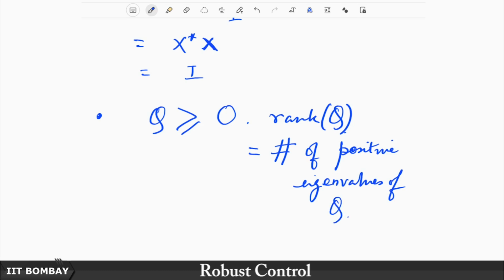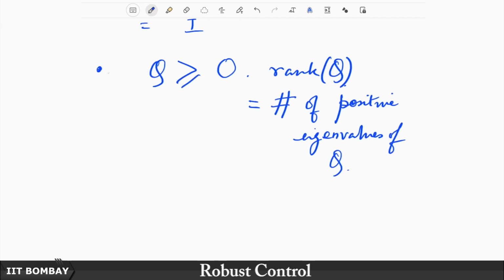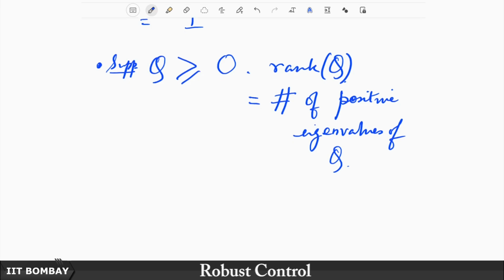Okay. Why can we claim that? So, what is the rank? The rank is, remember, so let me complete this. Suppose Q is positive semi-definite, then we have that the rank of Q is given by the number of positive eigenvalues of Q. So, what is this rank?